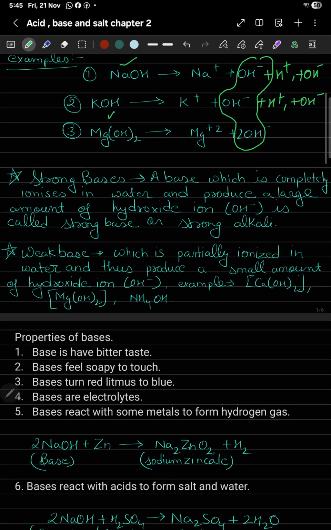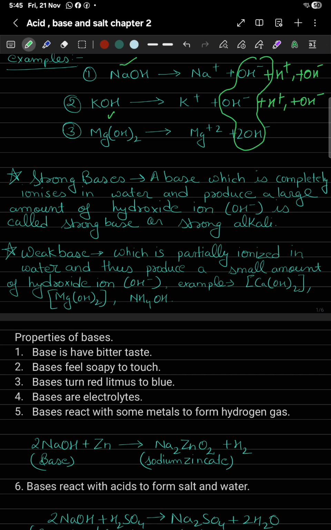So now we divide the bases into two categories upon their strength. How much a base is stronger or weaker depends on the OH negative ions it gives in solution. When you dissolve any base in water, it gives either a more amount of OH negative or a less amount of OH negative ion. So if a more amount of OH negative ion is present in your solution, that means it is a strong base, and if less amount of OH negative ions is present, that is considered a weak base.